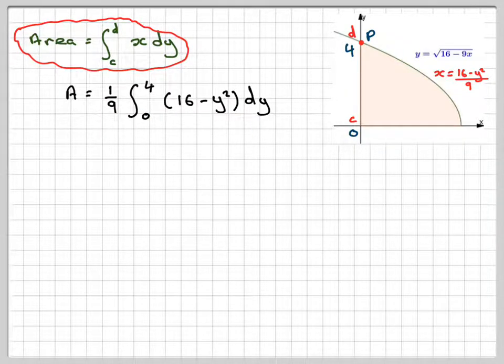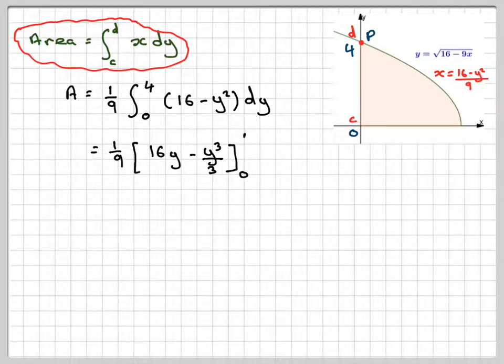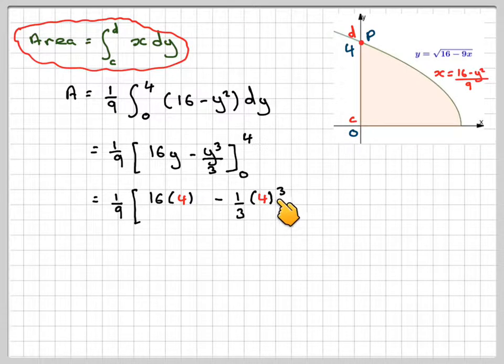Right, we can now integrate with respect to y. So it's going to be 1/9 times the integral of 16, which will be 16y, and this will be minus y cubed over 3. Now the limits of integration come down here, so that'll be 0, and up here we now put 4. So using the correct notation all the way throughout, we substitute 4 in, so it's 1/9 of 16 times 4 minus 1/3 of 4 cubed, minus 0.